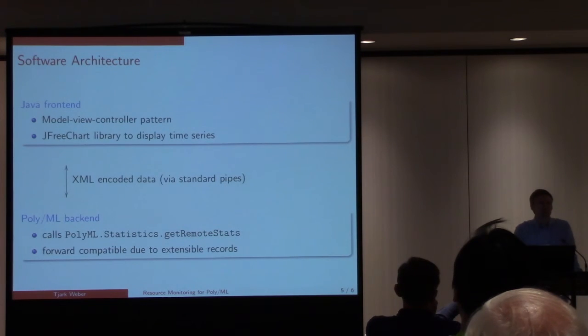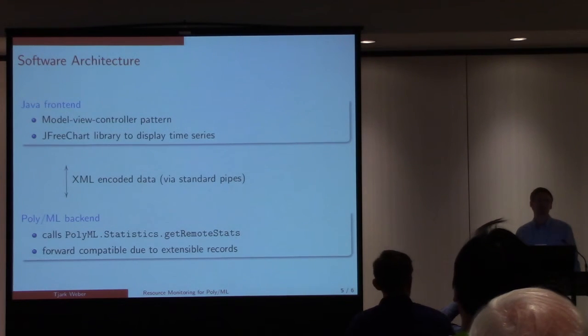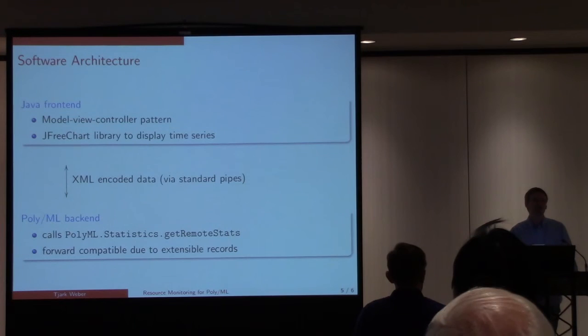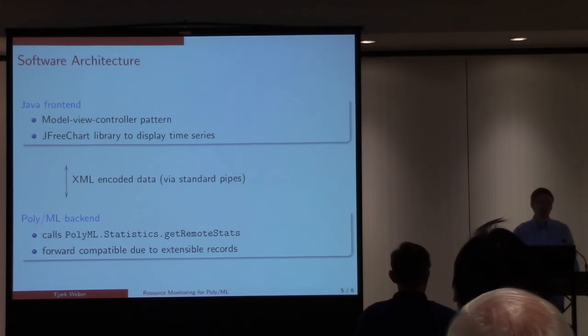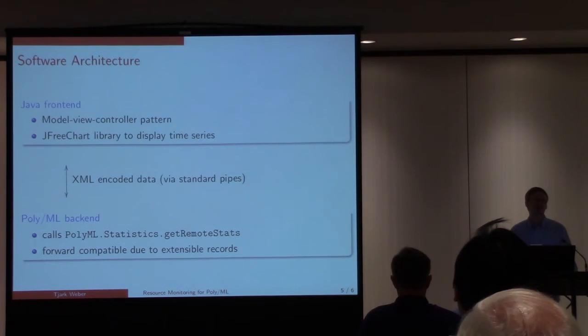So this Java front end launches a Poly ML backend, which is just a very small Poly ML process, really. The only purpose of that Poly ML backend is to request the statistics data for the various Poly ML processes that may be running on our machine. So the front end is sending process identifiers to the backend, and the backend is responding with the corresponding statistics data.